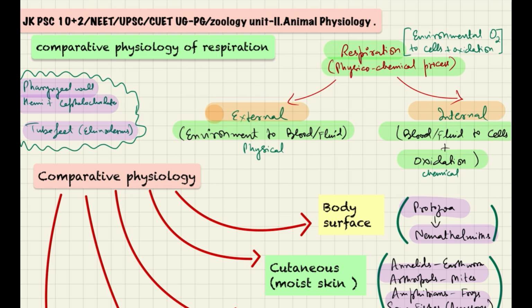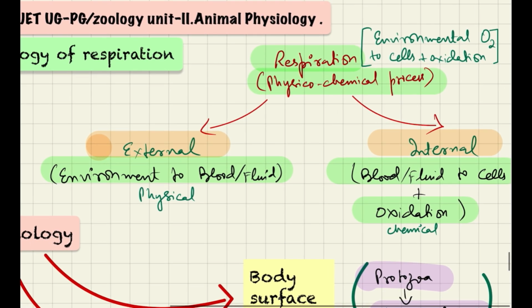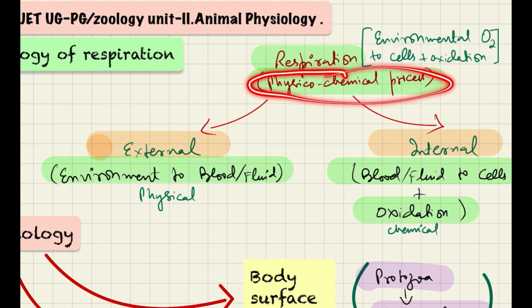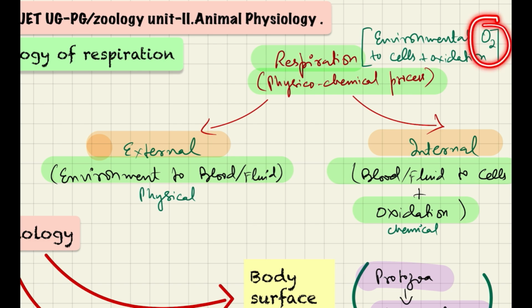Let's first consider the term respiration. It is a physico-chemical process, means both physical and chemical processes are involved. But the main thing here is that it is actually the intake of oxygen from environment first to the cells, and then its use in the oxidation of the nutrients to get energy. This is the basic definition.